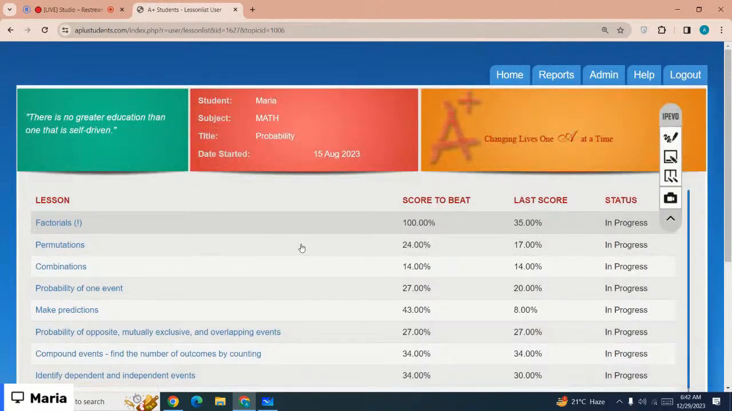Okay, we are working on grade 6 math. The chapter we're working on is probability. The lessons we have covered today are factorials, permutations, combinations, and probability of one event, right? So please make sure before the next session you complete all the practice questions for the lessons we did today. That is your homework until the next session.